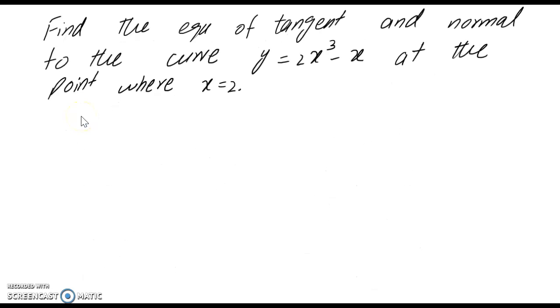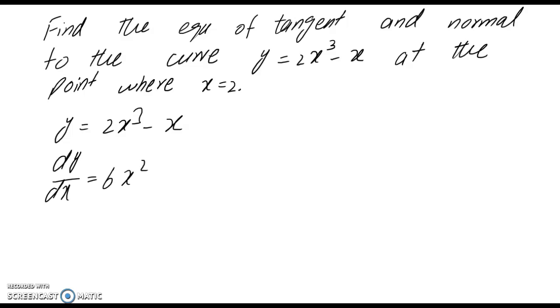Okay, let's have a look at another example. Suppose we are to find the equation of a tangent and normal to the given curve at the point where x is equal to 2. First of all, we have the equation of the curve, so we can find the gradient function by differentiating it. Once we find the gradient function, we can find the gradient of the tangent at x is equal to 2.